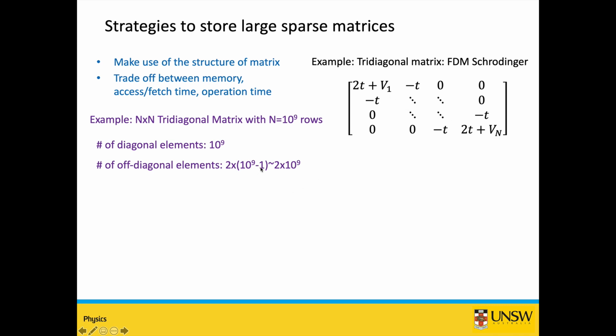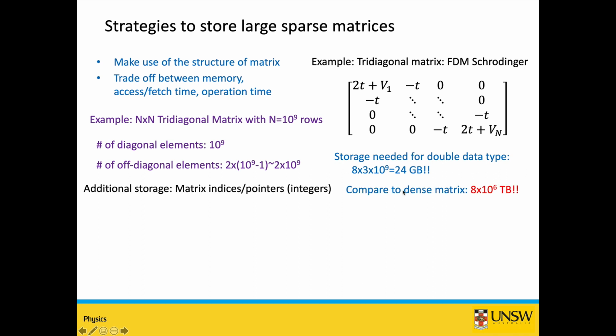Because 1 is a very small number compared to 10 to the power 9, we can just ignore the 1. And to save all the off diagonal elements in the two bands, we need about 2 times 10 to the power 9 elements. And then what is the total memory required if I'm saving a double variable in each case? It's 8 times 3, the main diagonal plus the off diagonals, so 8 times 3 times 10 to the power 9, which ends up being about 24 GB.